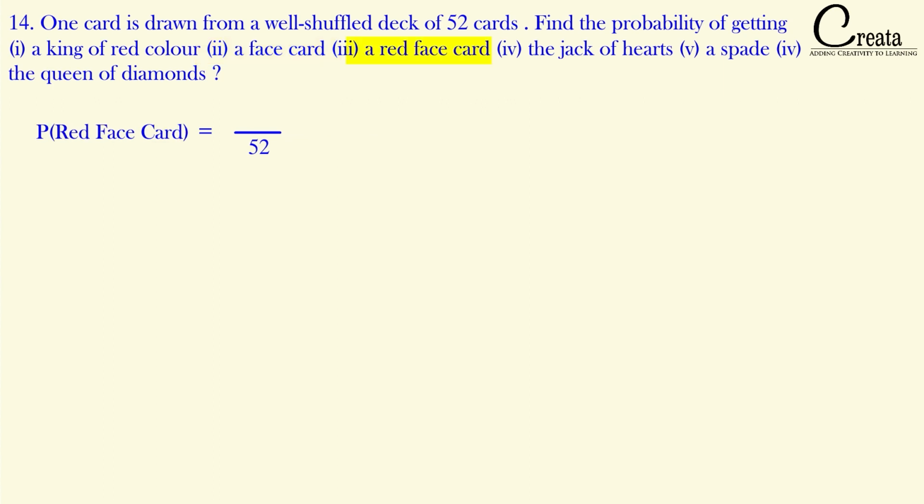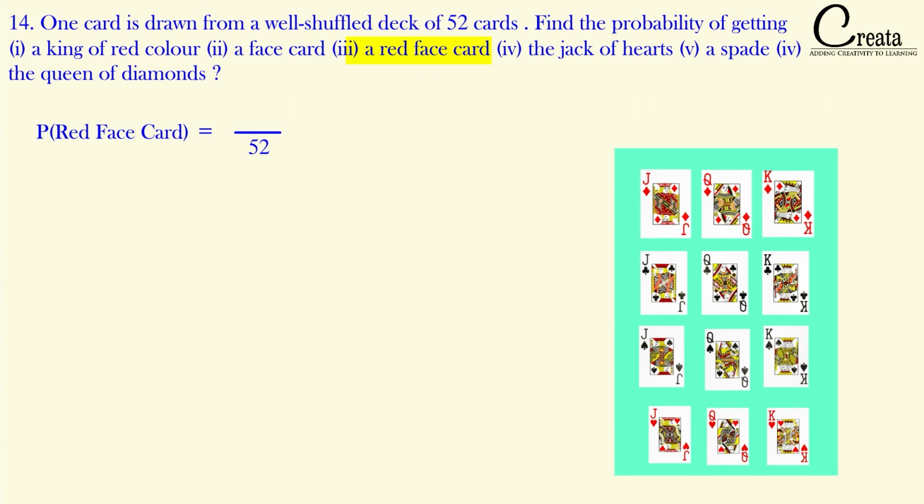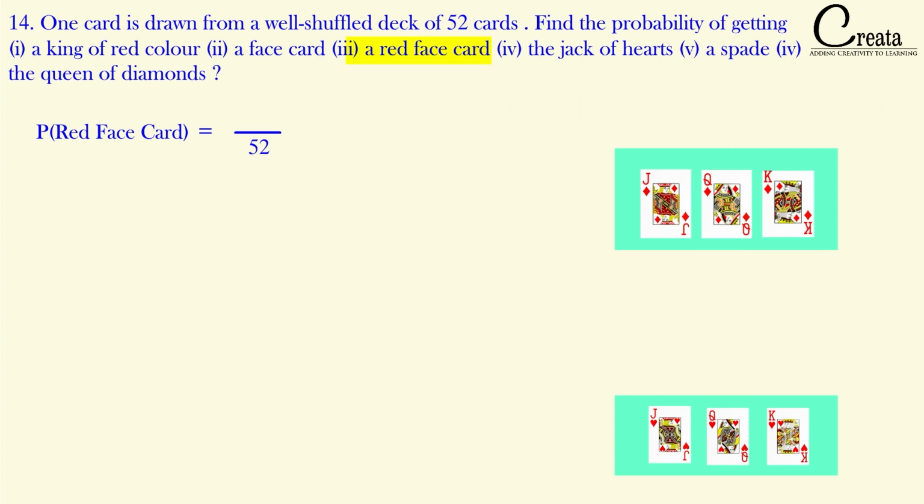Third, a red face card. We are having total 12 face card, out of which 6 are red and 6 are black. So in the favorable condition, that is in the numerator, the 6 red face card will come. So we got 6 in the numerator, 52 in the denominator. We got our answer as 6 by 52, that is 3 by 26.